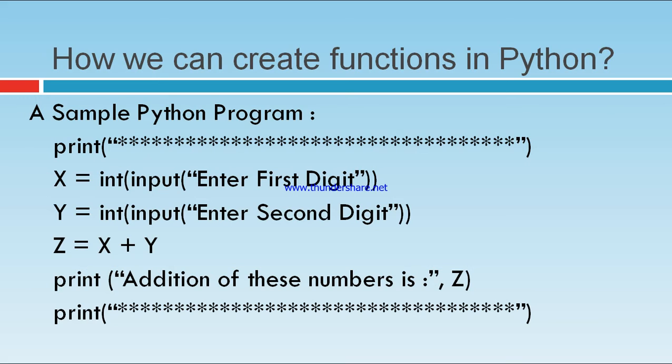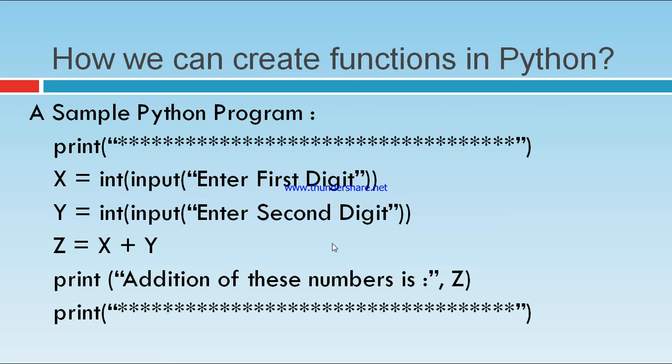There is a 6-line program, and the first line is related to the print command. Then the second line, x equal to int input, enter first digit. The message will be there on the monitor, and the computer asks for an input. The given input is stored in the variable x. Now the third line is y equal to int input, enter second digit. The message is there on the monitor, and here also the computer asks for an input. The given input is stored in the variable y.